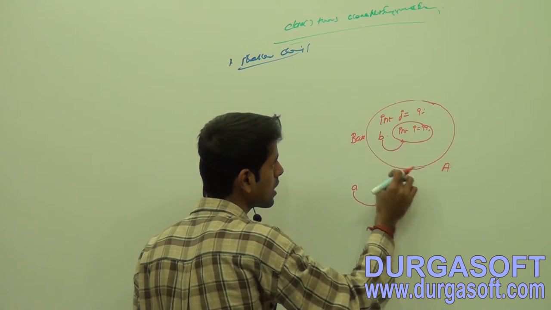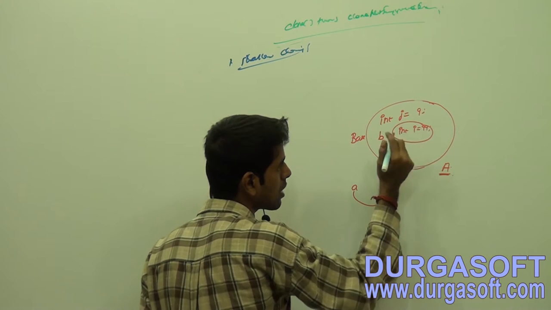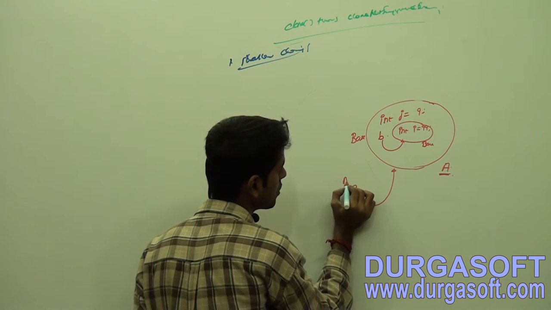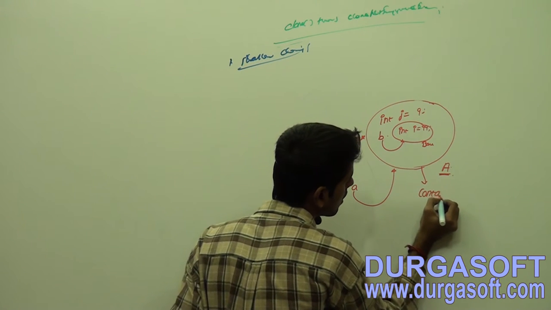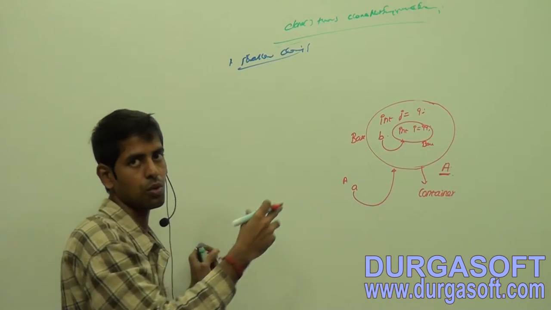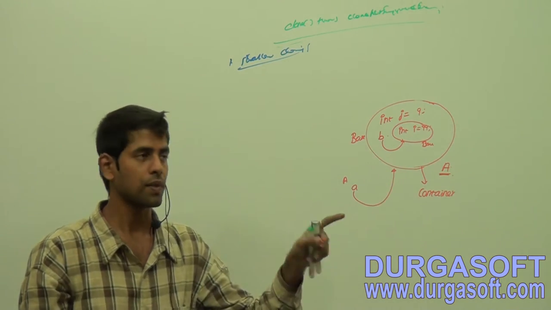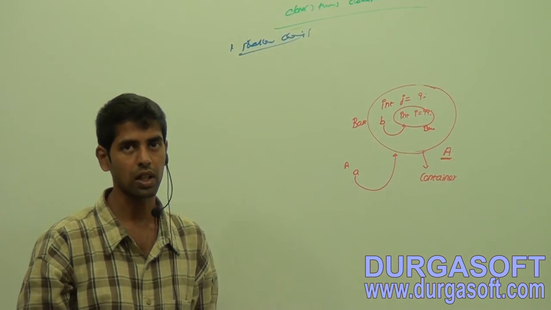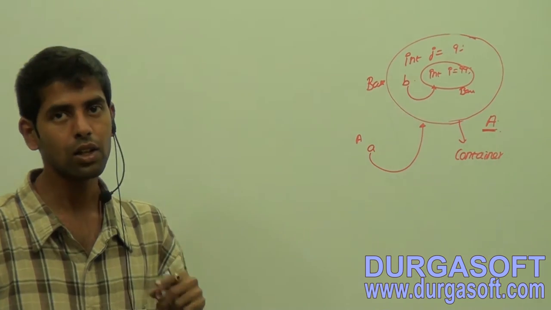This outer circle represents the A object, and the inner circle represents the Base object. This can be called the container, since it is containing some other user defined object. So this outer object is called the container object, and this inner object can be called the contained object.